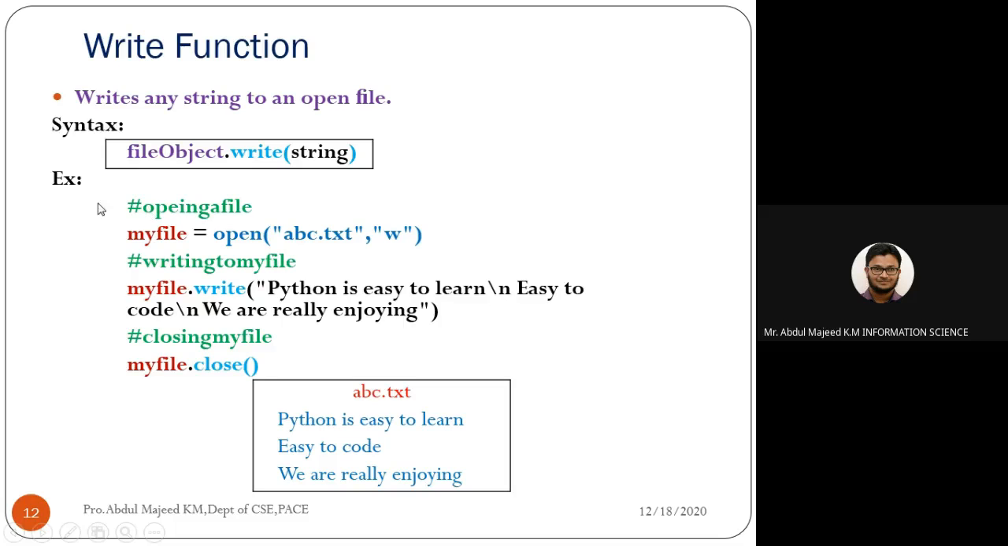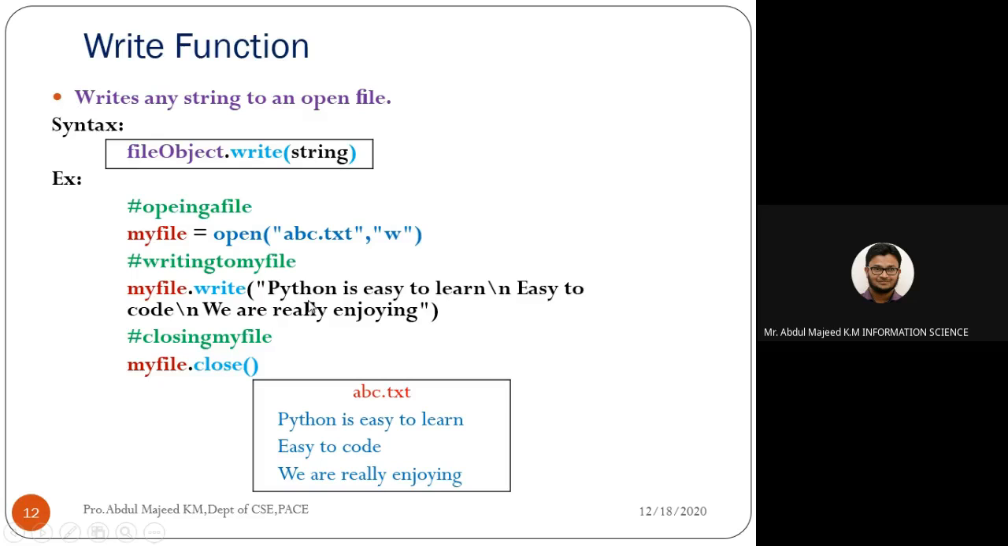Let's see one example. First we need to open a file. So I am creating the file object my file, open function abc.txt w. Then I want to write something to abc.txt, so I am calling the write function. Here I can specify the paragraph, text, information or message that I want to add to the file abc.txt.